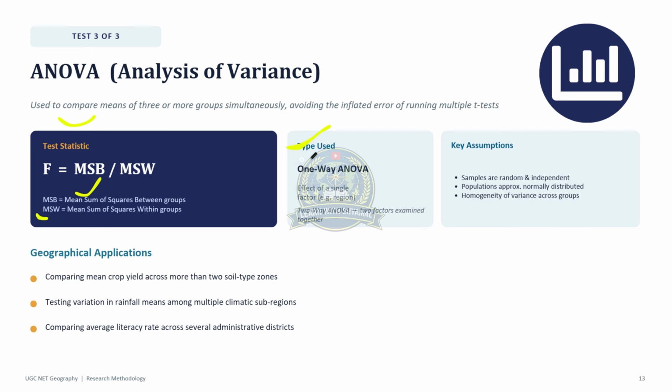Okay, types: one-way ANOVA, effect of a single factor, for example region. Two-way ANOVA, two factors examined together. Key assumptions: samples are random and independent, populations approximately normally distributed, homogeneity of variance across groups. Geographical applications: comparing mean crop yield across more than two soil type zones, testing variation in rainfall means among multiple climate subregions, and comparing average literacy rate across several administrative districts.